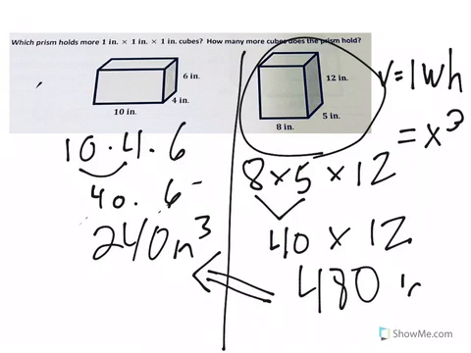And so when we have 480 inches cubed, you could fill this with cubes 8 across, and then there'd be 5 rows of that, but then that would be 12. You'd have to stack them 12 high. So there'd be a lot more. Okay?